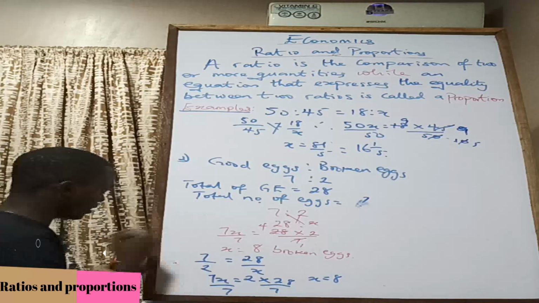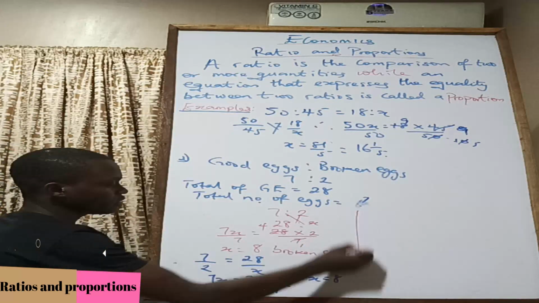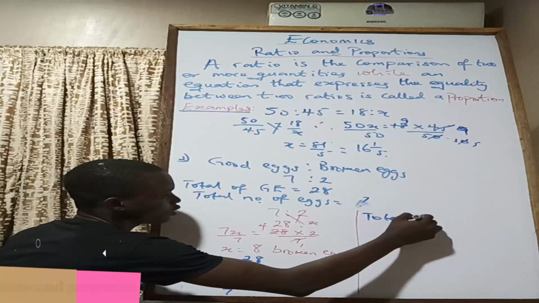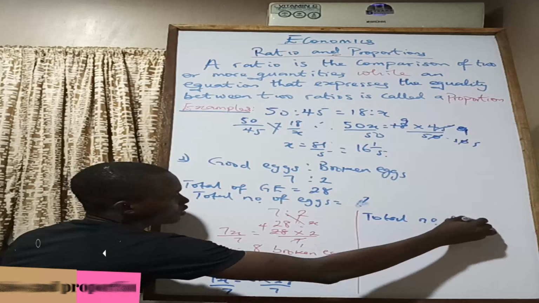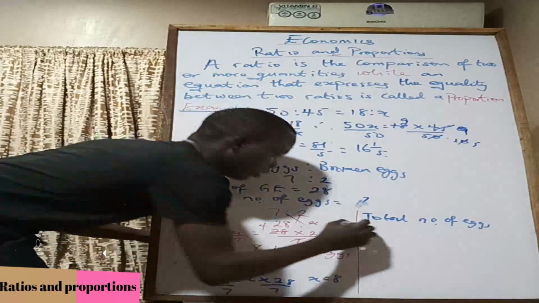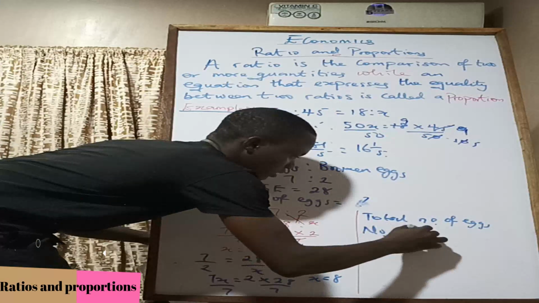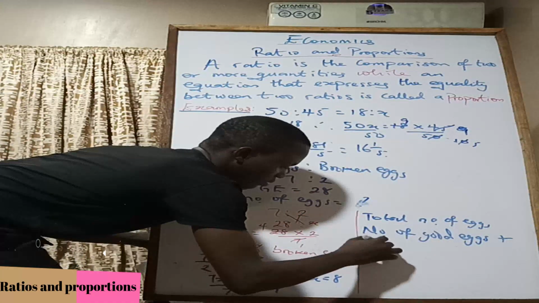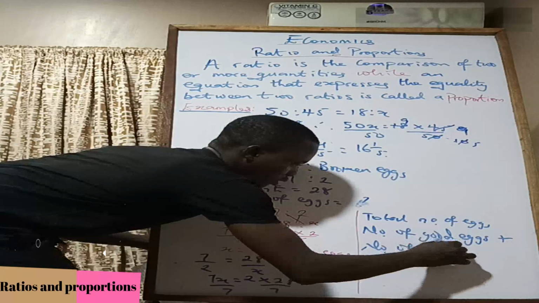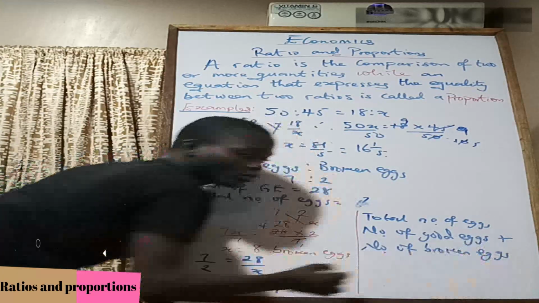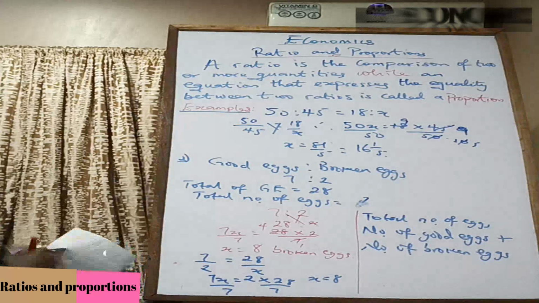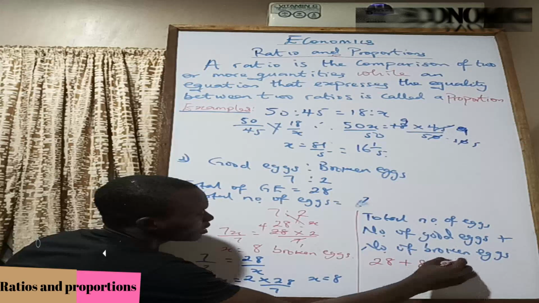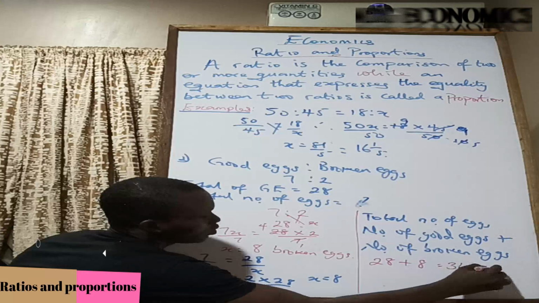The answer to the question is the total number of x. So the total number of x equals the number of good x plus the number of broken x. Now, in an examination, please do not write numbers the way I'm writing them. The number should be in full, spell your number in full. So we'll then have 28 good x plus 8 broken x, and that will give us 36x. So in total, we have 36x.